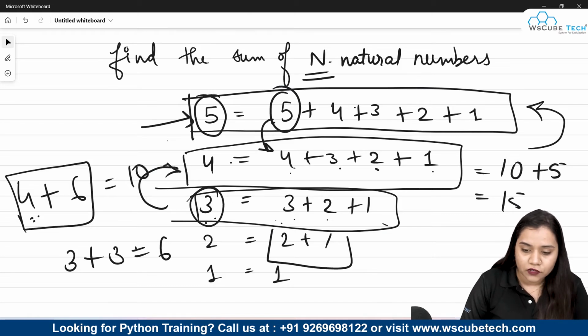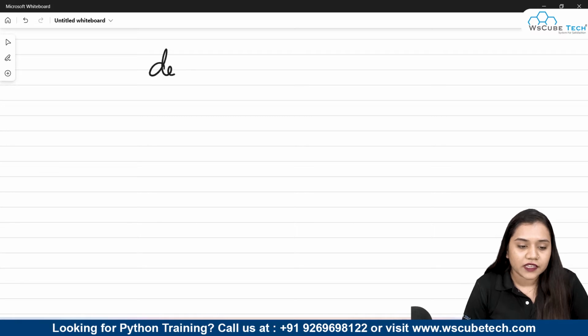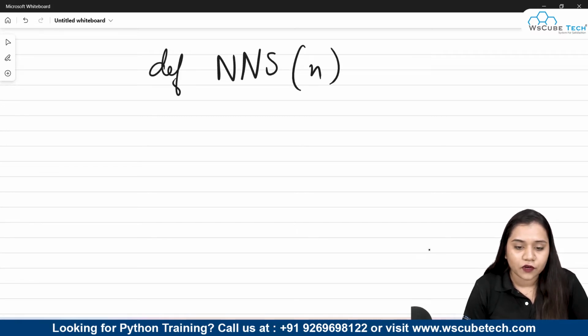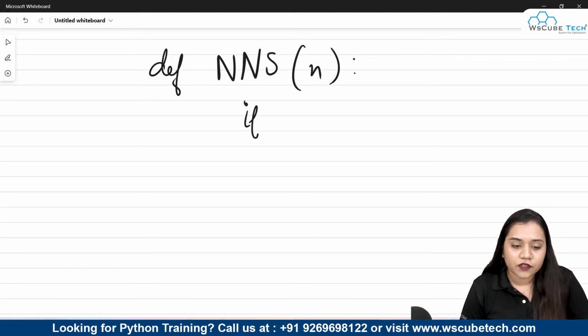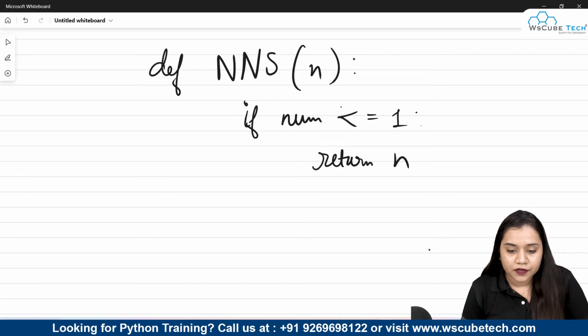Now how we will put this logic inside recursion, let's understand that. Suppose I have created a function def natural_number_sum and I have given a parameter called n over here. The first condition that I'll give is that if the number is smaller than or equal to 1, in that condition return the number itself.